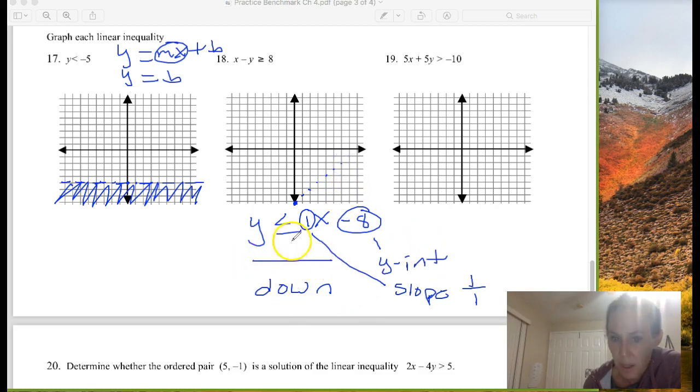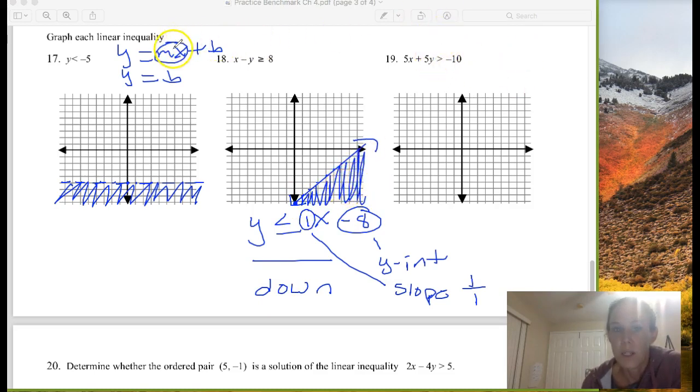Remember, it's a solid line because it includes the line. It's got that equal to sign. So I do that solid line, and I connect the dots right there. And then remember, lines have arrows on them, okay? And then I shade below the line. So here's my shading. It looks like this. And then you're done.